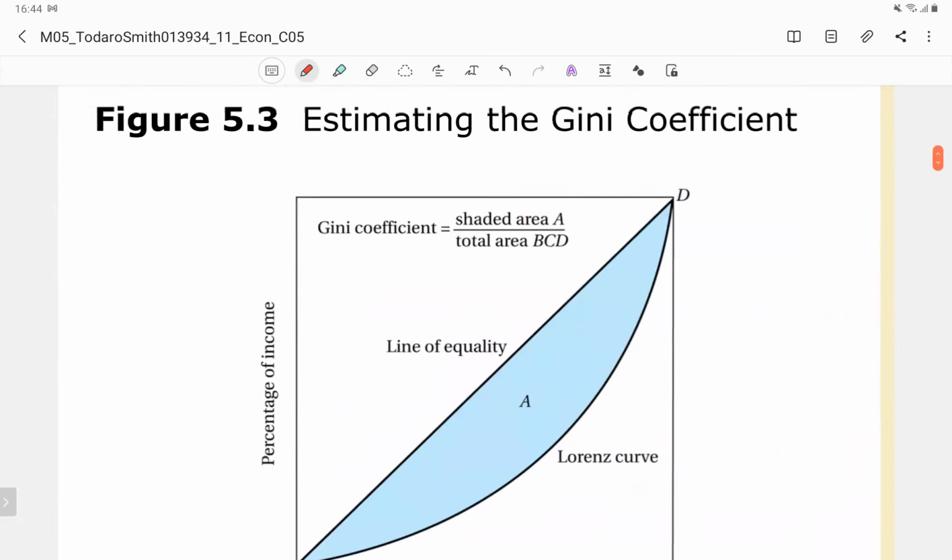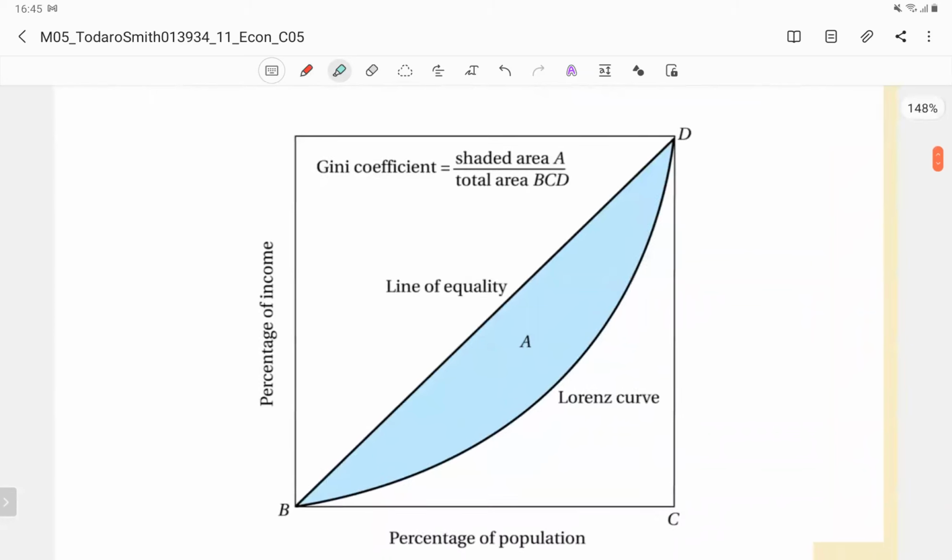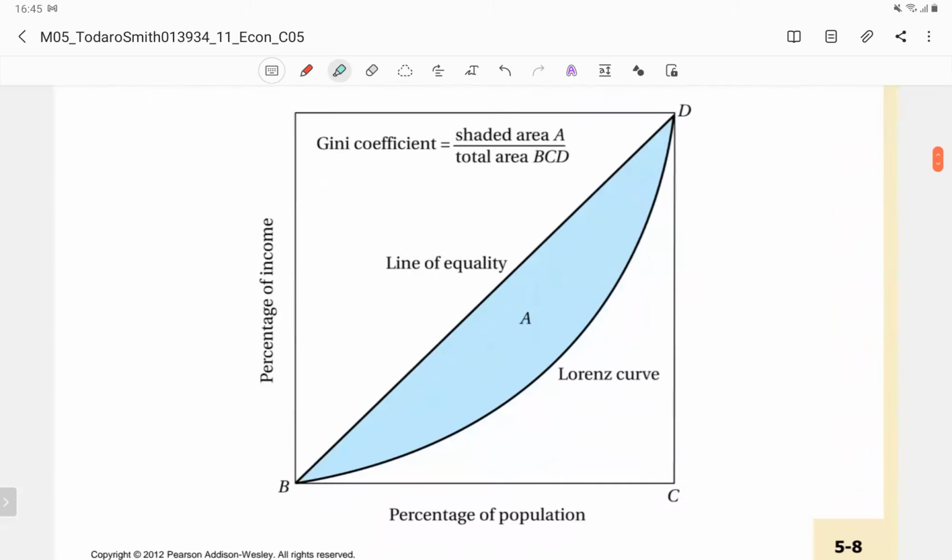And then we are going to estimate the Gini coefficient. This is one of the most popular measurements for inequality. So in order to calculate the Gini coefficient, you need the Lorenz curve, because how to calculate the Gini coefficient is from the Lorenz curve. You are going to calculate the shaded area A divided by the total area BCD. So A divided by BCD, okay?